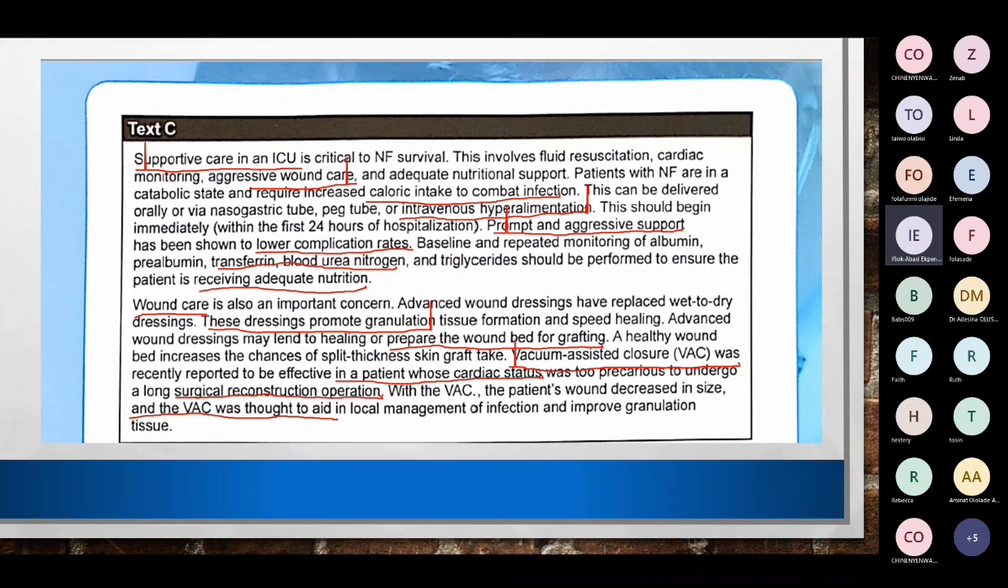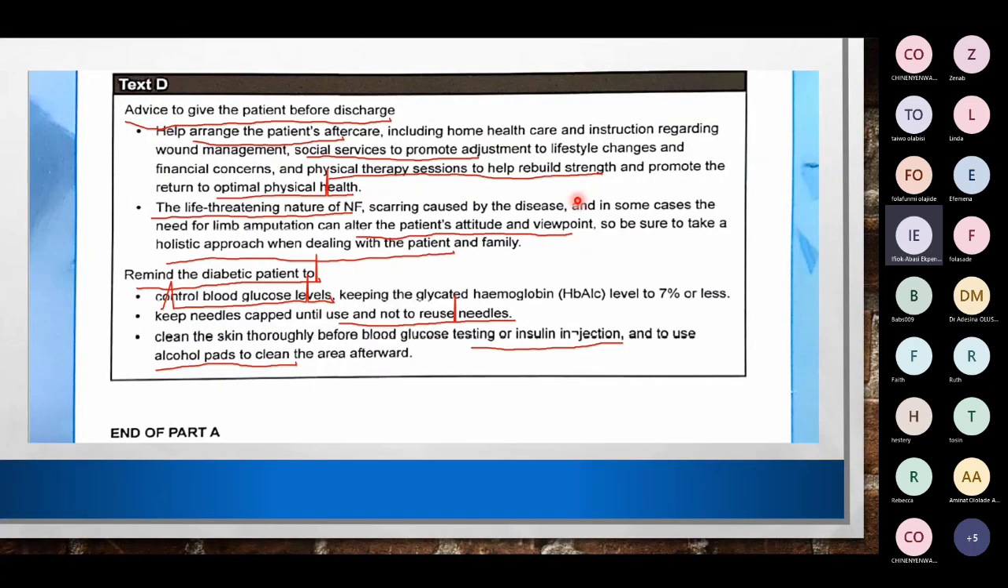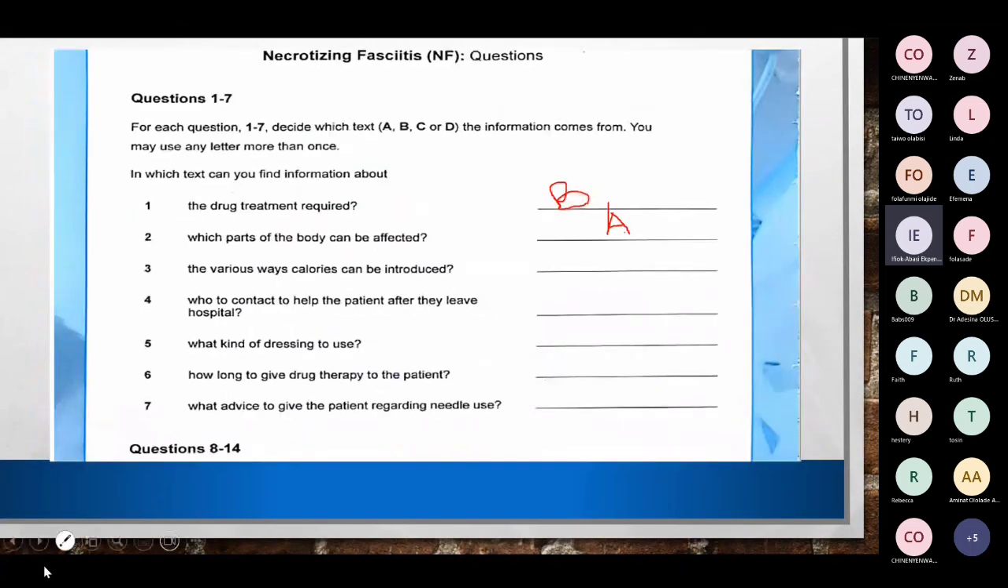Did we at any point underline the word calories when we were skimming through? Let's confirm whether our strategy is working. Now you can see that after we underline supportive care in ICU, we underline wound care, and the next thing that we underline when we're skimming through was caloric intake to combat infection. Have you seen that? So automatically we are not thinking again, it is text C that is the answer. So you come back here and provide your number as what?